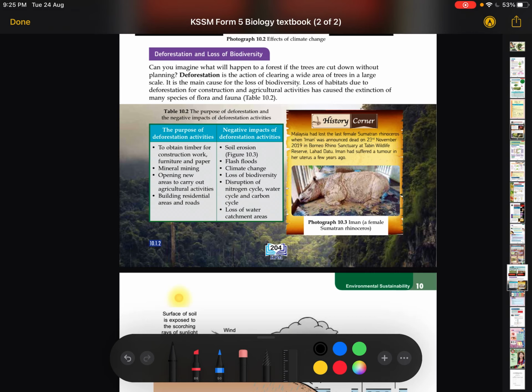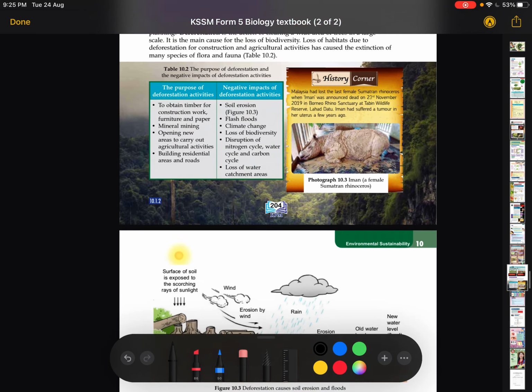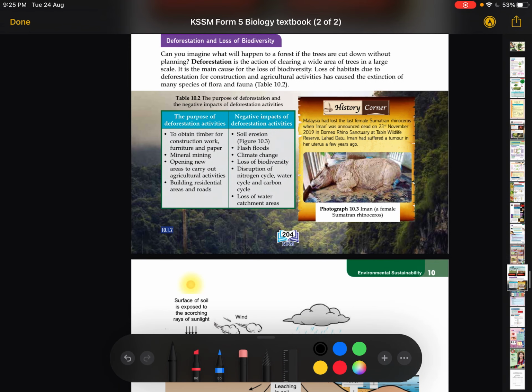It will cause flash floods. It will cause climate change, and because the animals go extinct, it causes a loss of biodiversity, and it affects the nitrogen cycle, water cycle, and carbon cycle, because all of these involve trees. If you cut down these areas, there is less water to be absorbed.